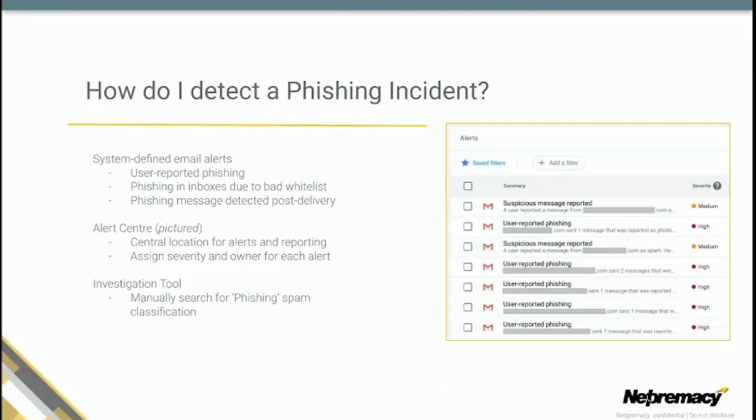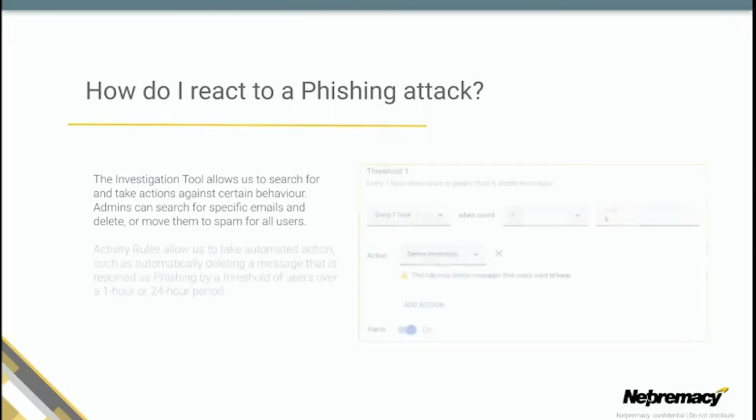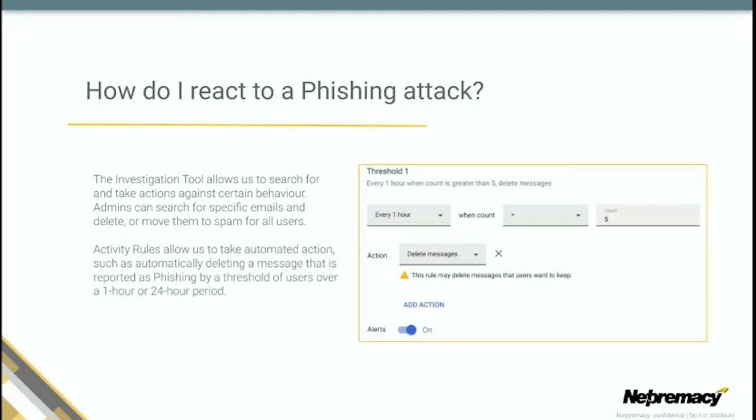In terms of next steps, enterprise customers can use the investigation tool to search for specific activity in the audit log. And that really is how we consider reacting to these phishing events. If we can take all the alerts that we get from the alert center, we can use the investigation tool to then search for specific emails and then delete or move them all to spam for all users in the environment. This works well if one message has come through, but it's been sent to 30 different people. We can take a single action to then get rid of it from everybody's inbox all at once. But this doesn't really seem to work on a larger scale. For bigger organizations, you can start to use activity rules, which can take automated actions based on that certain behavior that we specify in the investigation tool.